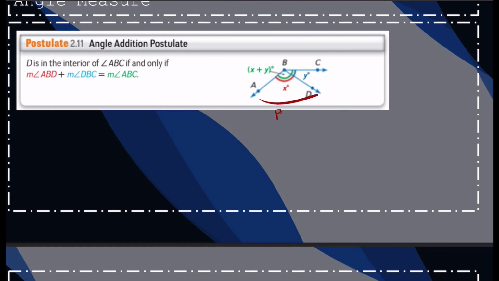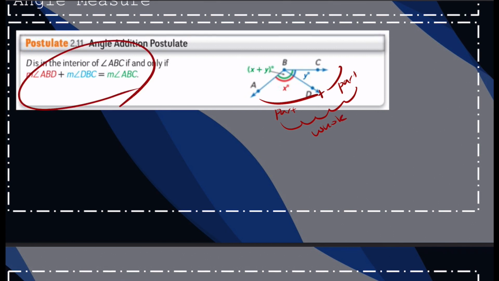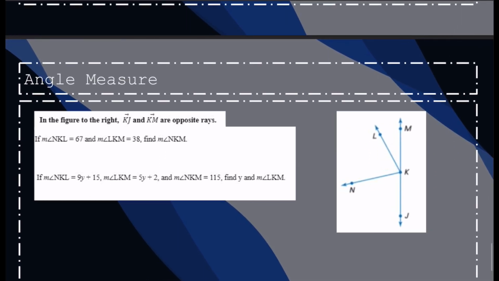So this is my part, this is my other part, and if you add them together, you get the whole thing, right? That's the whole idea: part plus part is equal to whole. Let's take a note of this because we're going to move on to something over here.